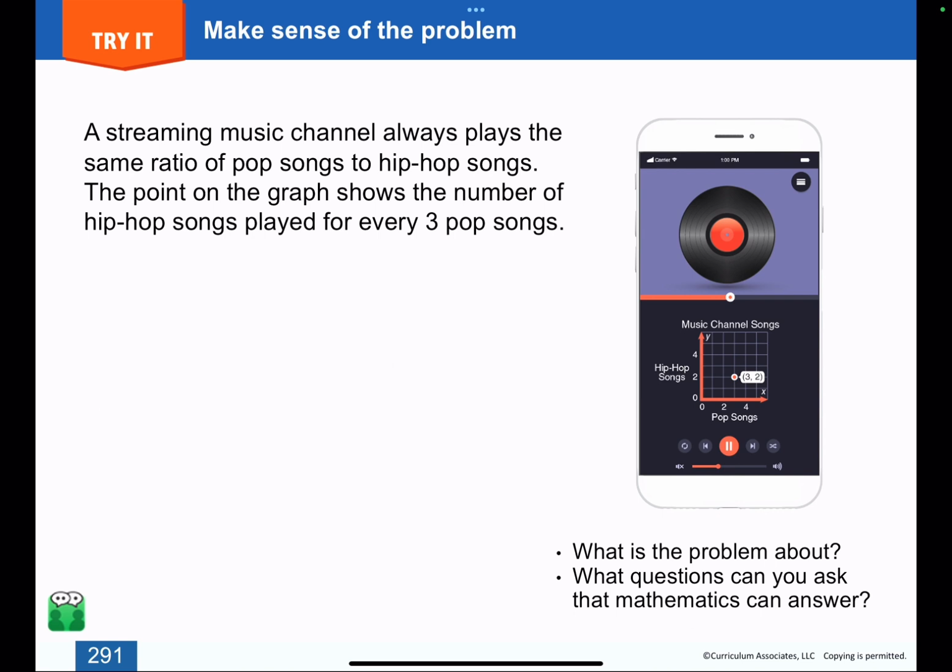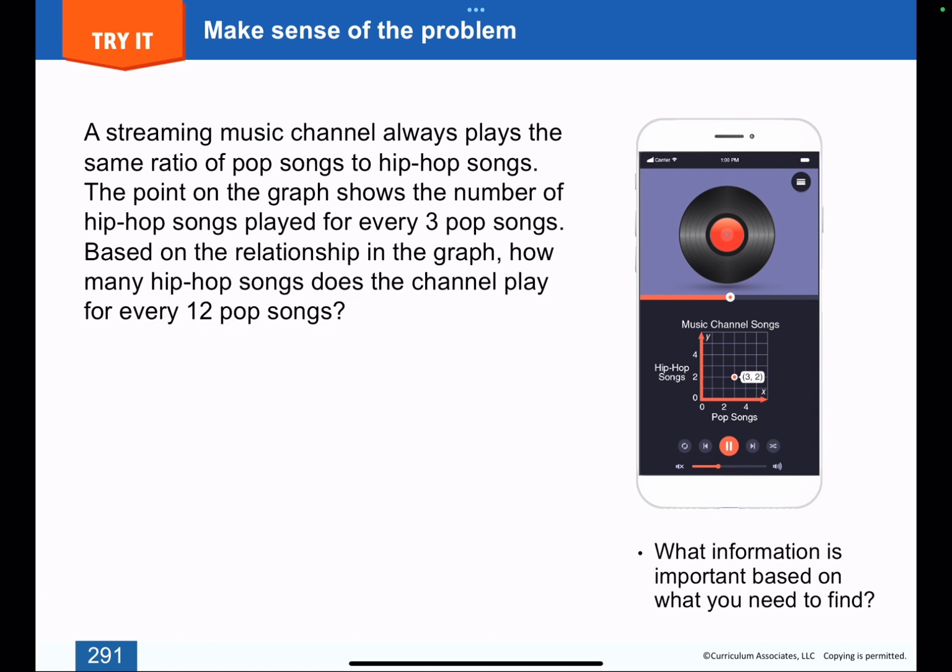So let's take a look at our first problem. Why don't you go ahead and read it, try to figure out what this problem is about, and then try to answer the question based on that information. Go ahead and pause this video at this point and try that out.